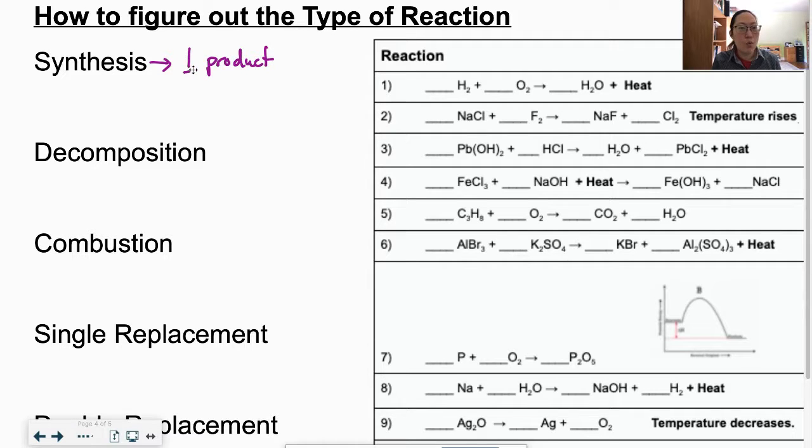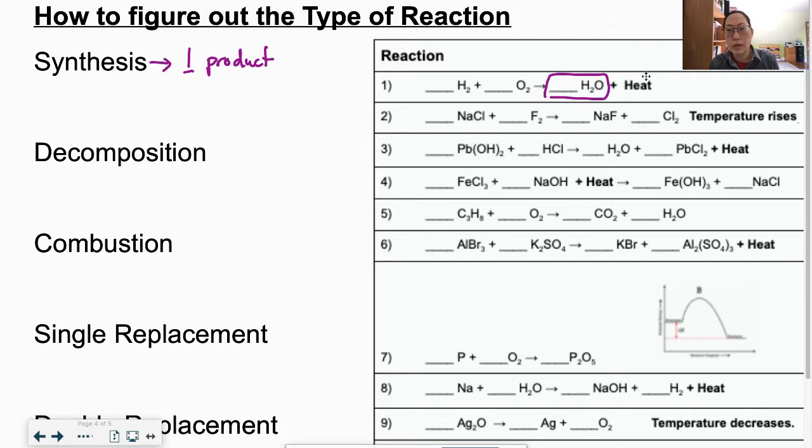Okay, if you only have one product, you'll recognize that this is a synthesis reaction because we have pieces that come together in order to make one product. So look at this list of reactions here. Do you see any with one product, one substance being formed? So if you look at number 1, we see one product.